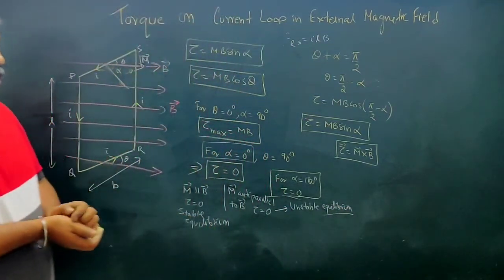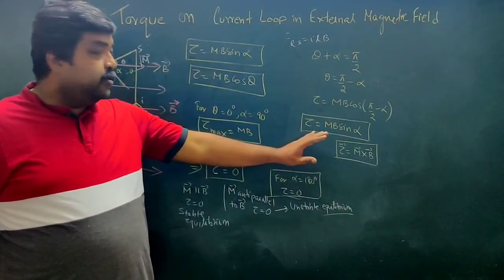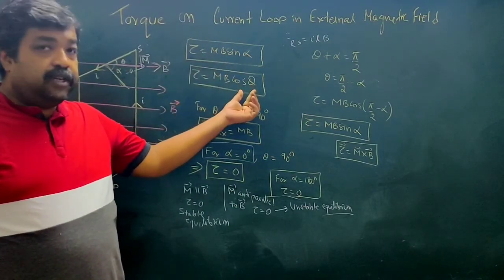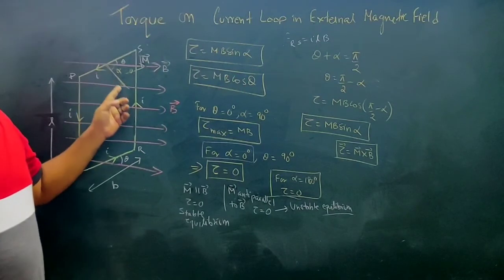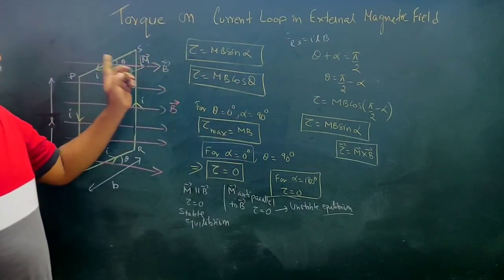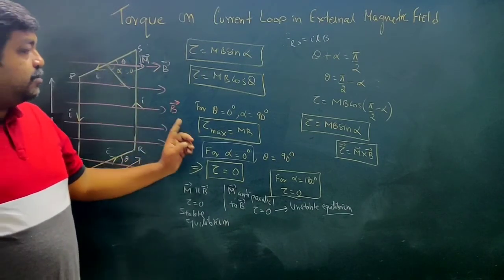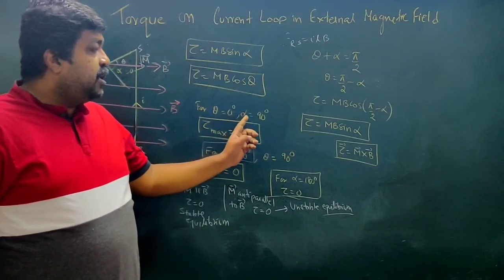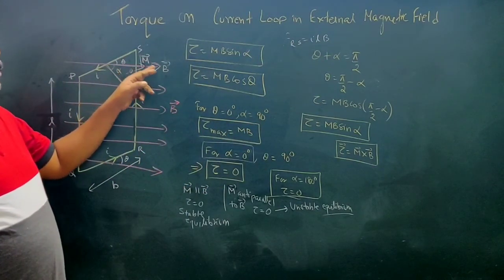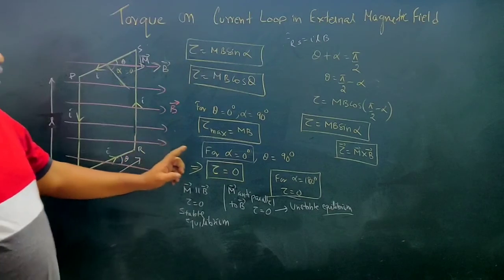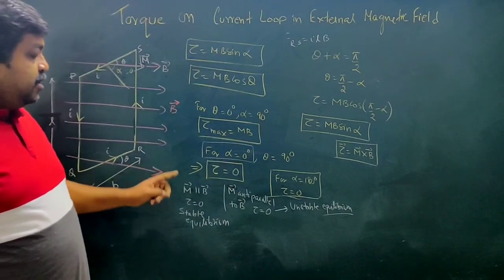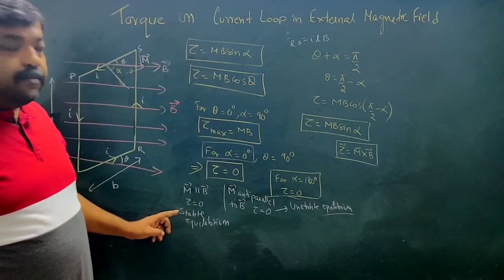So now we know what is the expression for torque. Torque can be written in terms of sin alpha or cos theta. Alpha is angle between normal to plane of coil and direction of magnetic field. Theta is the angle between plane of coil and direction of magnetic field. Maximum torque is when theta is equal to 0 degree, alpha is equal to 90 degree. Alpha is equal to 90 degree means magnetic moment is perpendicular to magnetic field. When alpha is equal to 0 degree, magnetic moment is parallel to magnetic field. Torque will be 0, it is stable equilibrium.